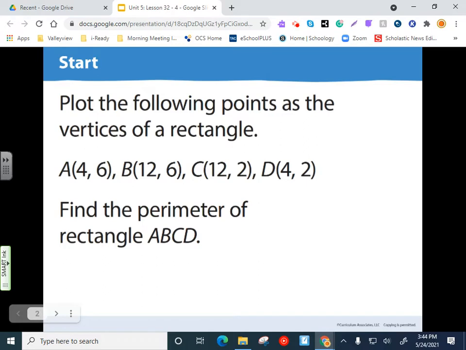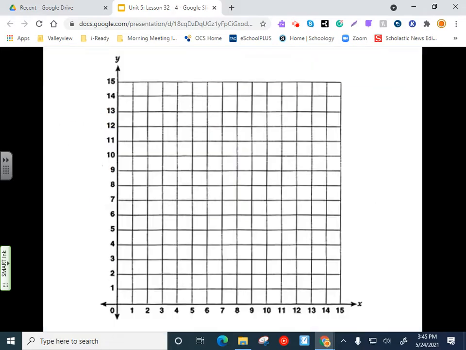For this warm-up, it needs us to plot the following points, and these are the vertices of a rectangle. Now, a vertex is where two lines will come together on a shape, and we'll plot these points here on the next slide. Once we do plot the points, we will need to find the perimeter of this, and I'll show you how to do that as well.